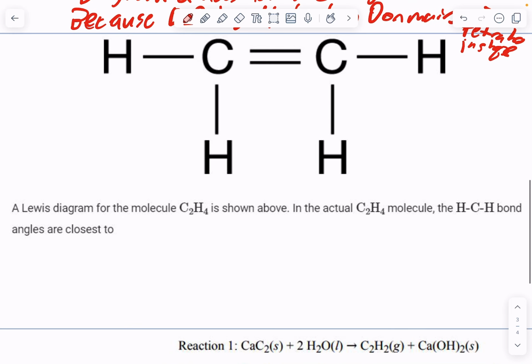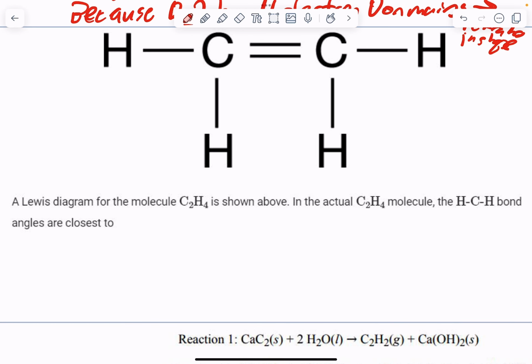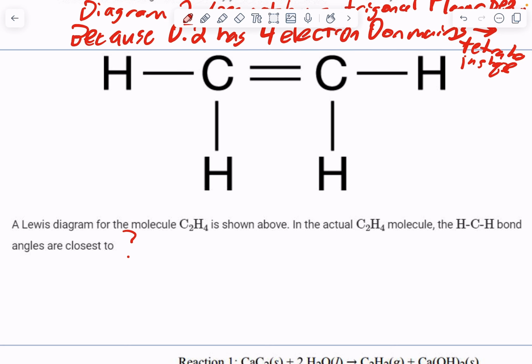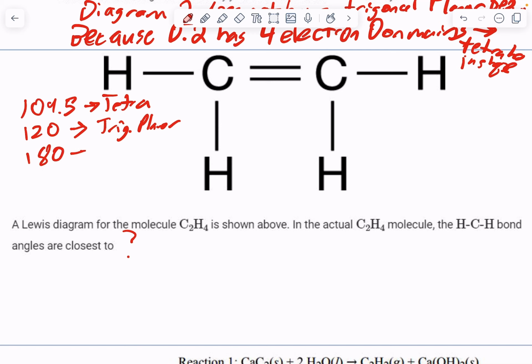So this question: a Lewis diagram for C2H4 is shown above. In the actual C2H4 molecule, the HCH bond angles are closest to what? Okay, so we have to know the shape. Remember, if it's tetrahedral in shape, it's 109.5. It's 120 for trigonal planar, and it's 180 for linear. These are the main ones that you'll need to know.